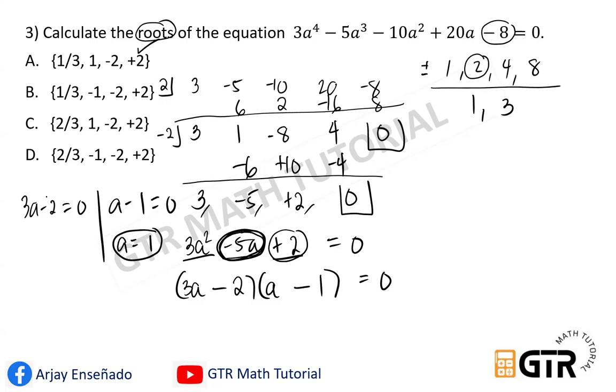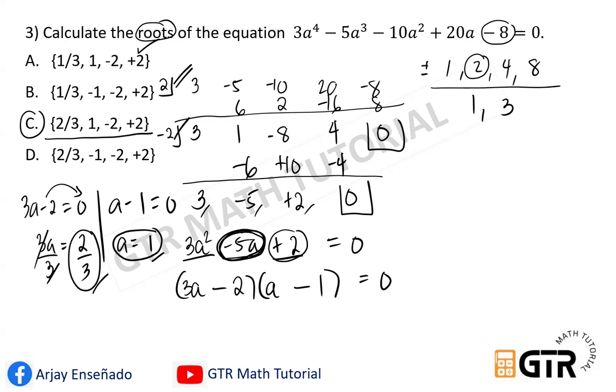And then for the other, add 2 to both sides. So we have 3a equals 2. Divide both sides by 3. Therefore, the value of a is 2/3. So the solutions are 2/3, 1, -2, and +2. Therefore, the correct answer is letter C. 2/3, 1, -2, and +2 are the roots of the equation.